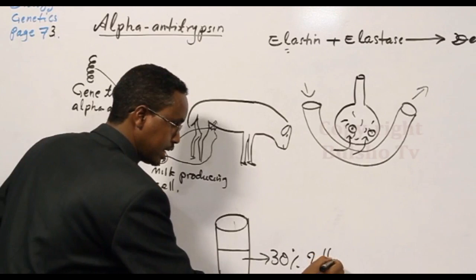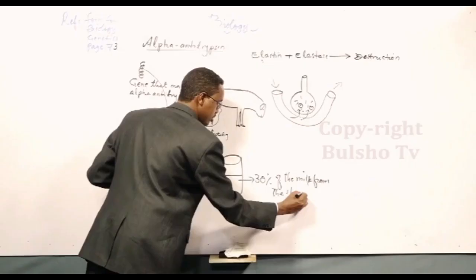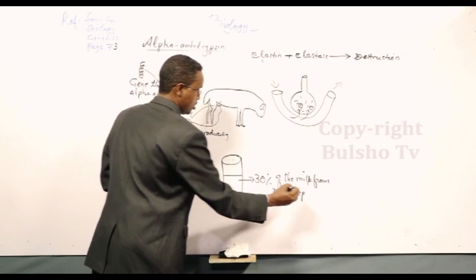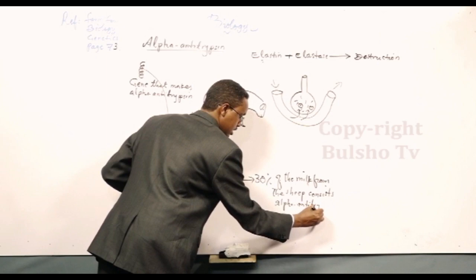30% of the milk from the sheep consists of alpha antitrypsin. Okay.